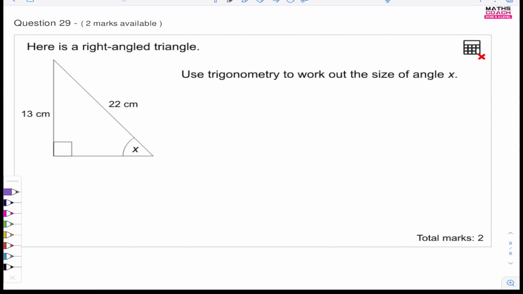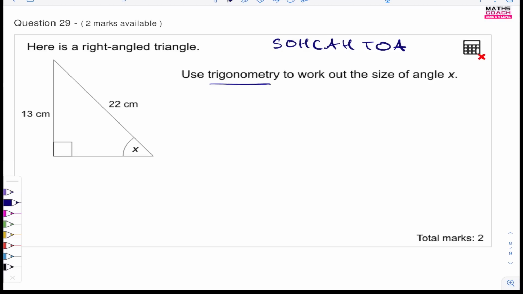So what do we have? We have a right angle triangle here, and we are told that we need to use trigonometry to work out the size of the angle X. So the angle that we want to find is right there. So in a nice way, we've been told that we have to use trigonometry, which is simply SOHCAHTOA.